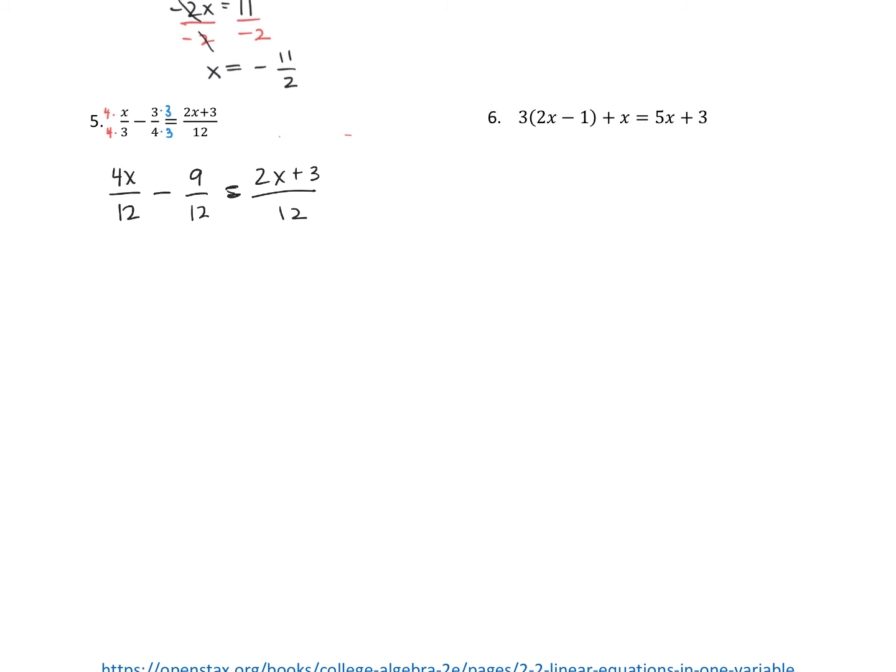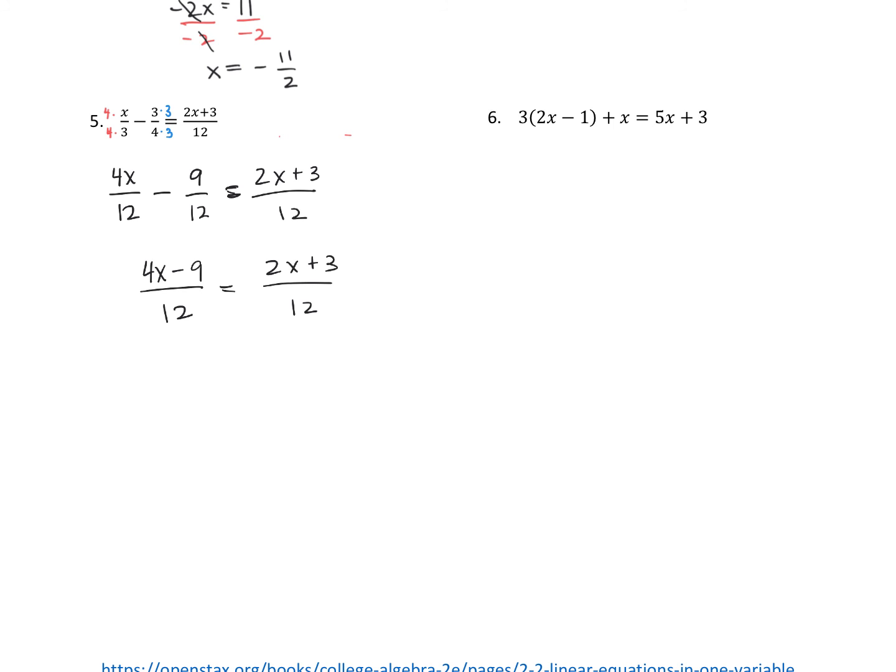The numerators, 4x minus 9, those are not like terms, so you would just write 4x minus 9 over the 12, which is the common denominator, and that's equal to 2x plus 3 over 12. Once you get the same denominator and you have one fraction on each side, the 12s can cancel each other out.